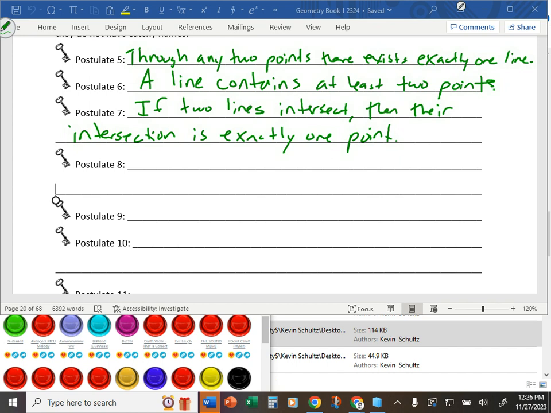Okay, we're done. Postulate 8. Through any three non-collinear points, there exists exactly one plane.